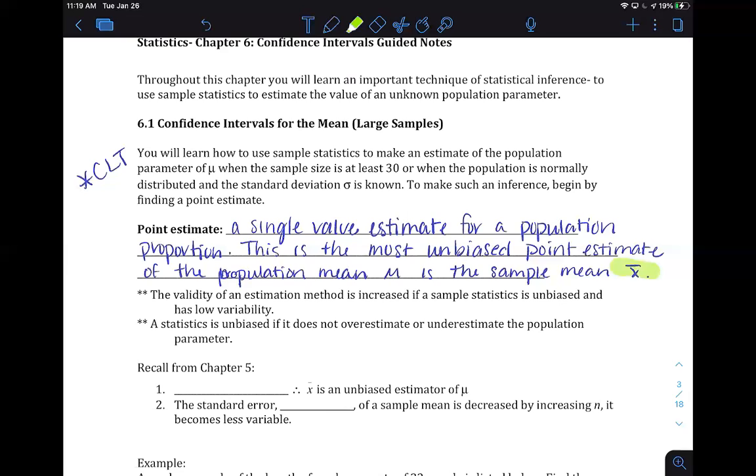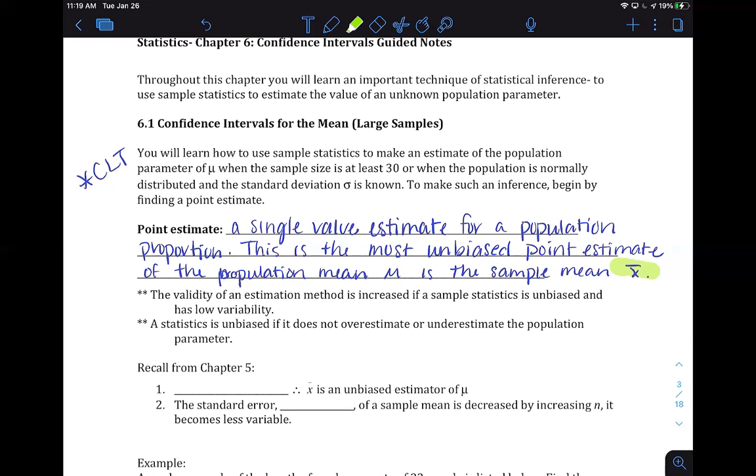Well, how do you find X bar? Find the mean. Add them all up and divide by how many there are. Okay. So the validity of an estimation method is increased if the sample statistic is unbiased and has low variability. So low standard deviation, the spread is narrow. Okay. A statistic is unbiased if it does not overestimate or underestimate the population parameter.